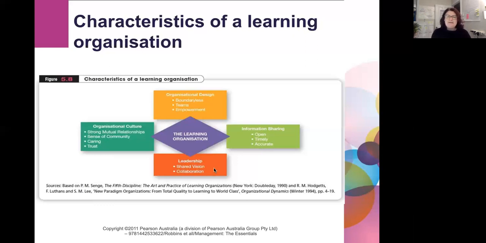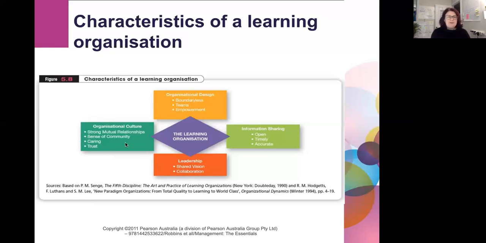Leadership. One of the characteristics of learning organisations is that there's a very strong shared vision in the leadership that filters down, right? So there are leaders that have a clear vision, but that vision is shared across and throughout the organisation. People feel like they're all going in the same direction and are headed towards the same thing. And the leadership is collaborative as well, moving away from that very top-down idea to a more collaborative type of organisation.